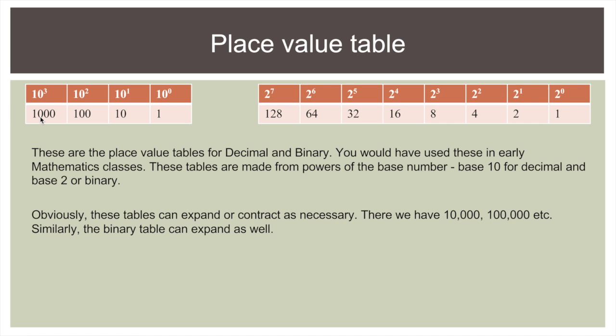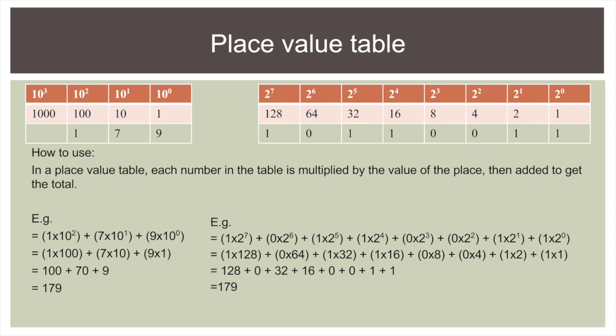So 10 to the 3 is 1000, for instance, and 2 to the power of 7 is 128. We can obviously expand or contract these as necessary. I can go 10 to the power of 4, 10,000, and 10 to the power of 5, 100,000, etc. Similarly, I can go over here to 2 to the power of 8, which is 256. So how do we do this?